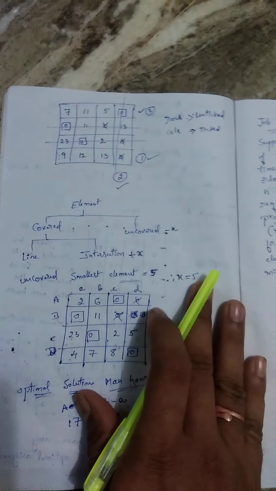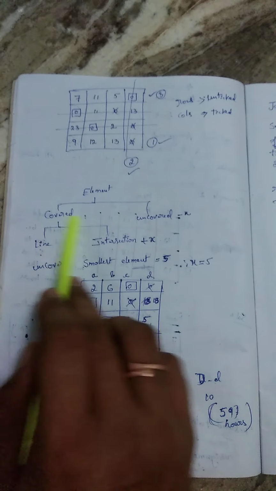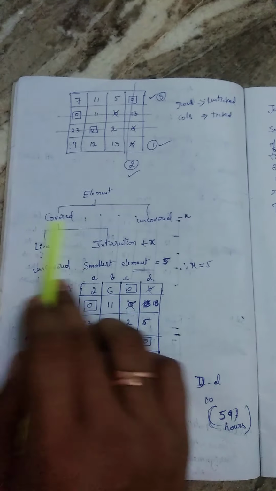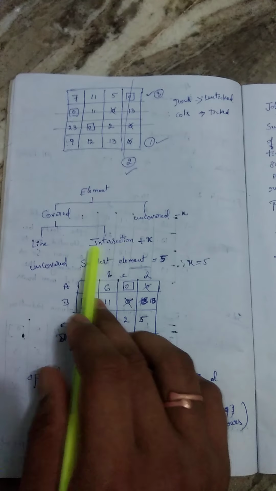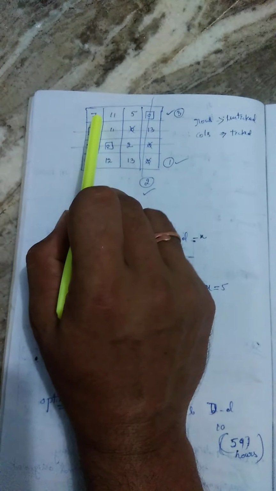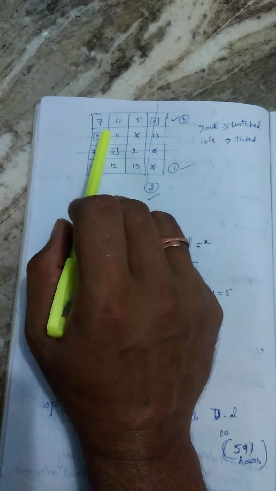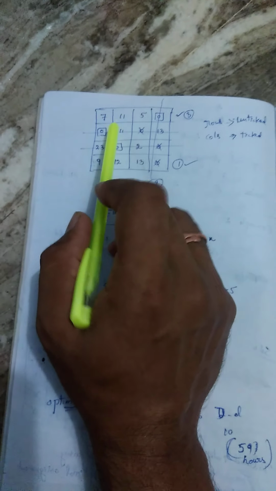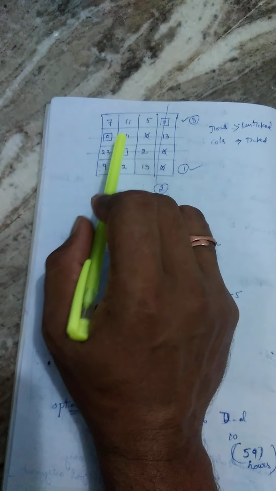Now a small condition we apply for the elements which are covered by a line and those which are uncovered. For a covered line intersection, we add x. For uncovered elements, we subtract x. What is this x value? It is the smallest element among the elements which are not drawn over, that is, elements with no line passing through them.